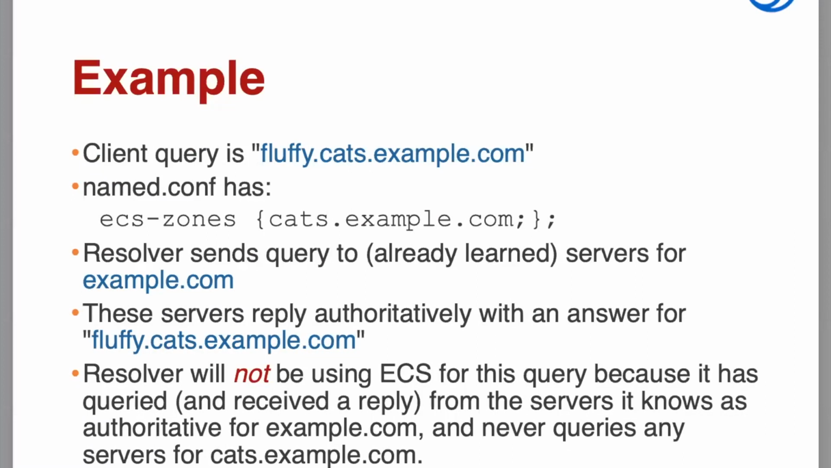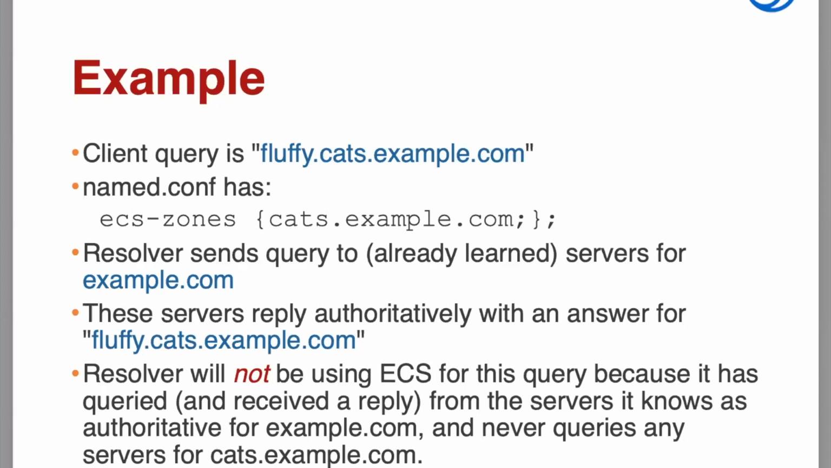Guess, I like cats. So as a client, I'm querying for fluffy.cats.example.com. And because I like cats and I want to use ECS because I want cat pages local to me, I've said ECS zones cats.example.com. Great. So in the process of resolving it, my resolver sent the query first to probably the com servers.